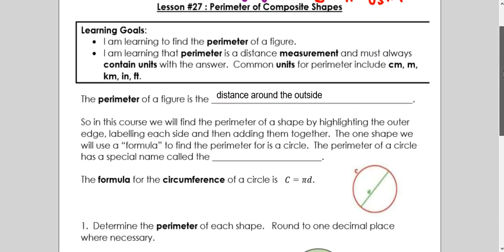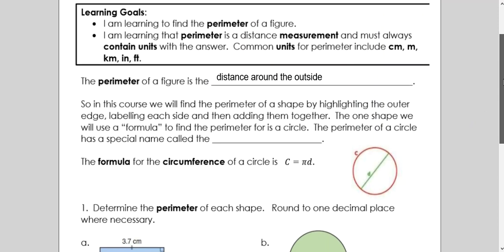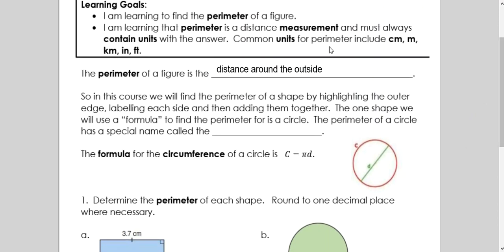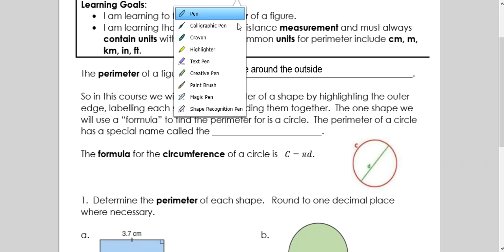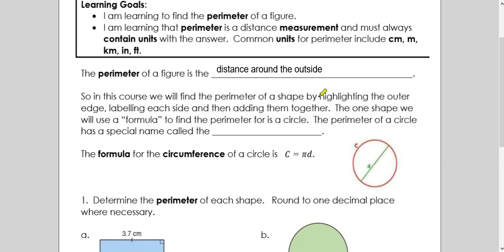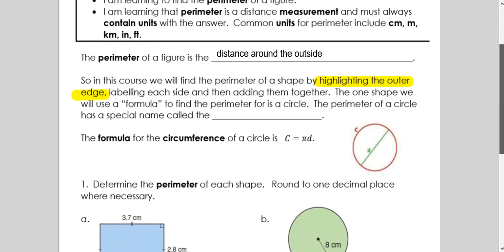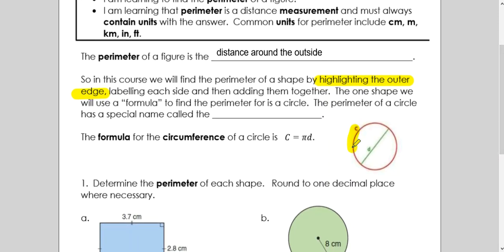So in this course we'll find the perimeter of a shape by highlighting the outer edge. So why is it a good idea to highlight? That's a really good question. Well, highlighting the outer edge allows us to have a visual of what we're finding. So if I'm highlighting the outer edge of the shape, I know exactly what I'm trying to find.